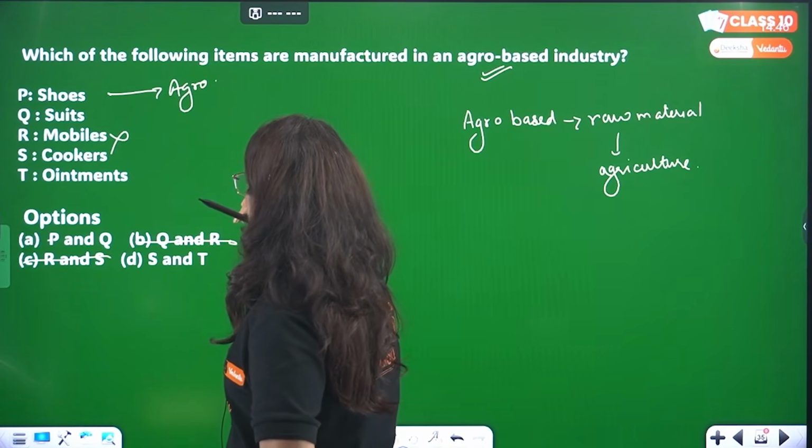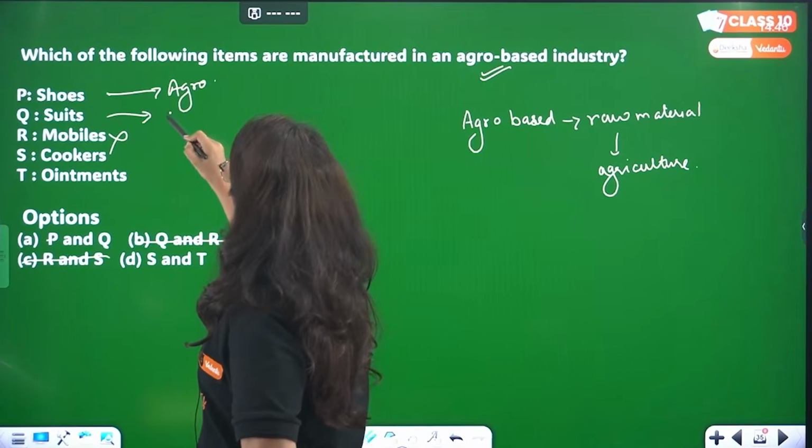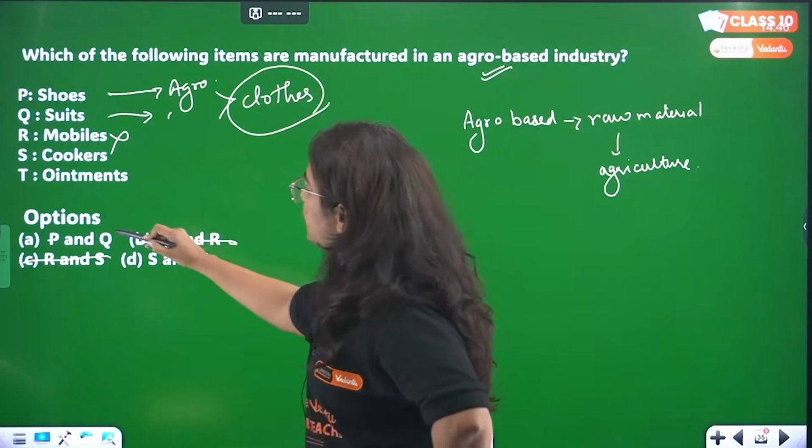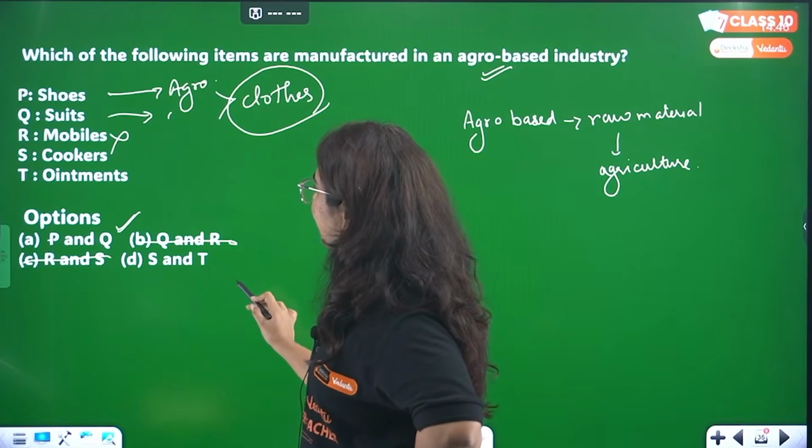ठीक है. And Q is what? Suits. अच्छा, clothes. Fine. My bad, beta. Clothes are particularly. ठीक है. So P and Q is the correct answer. S and T is not there.